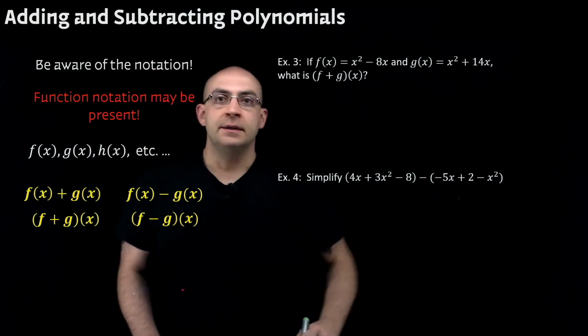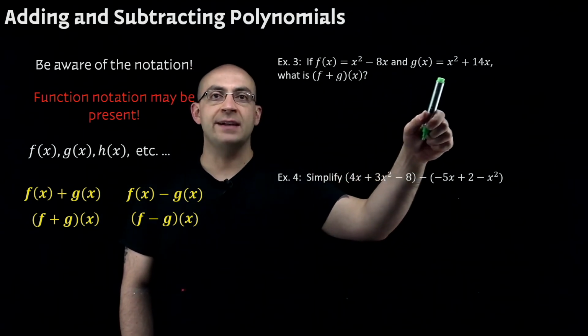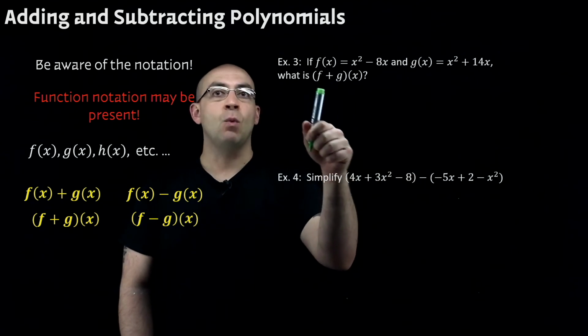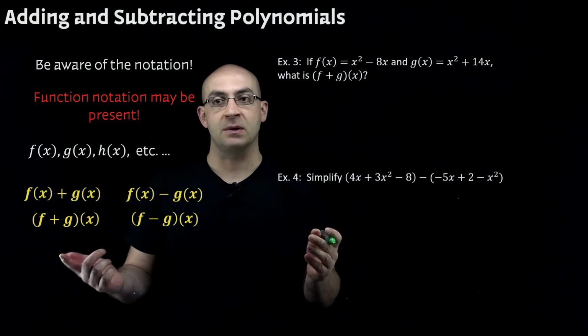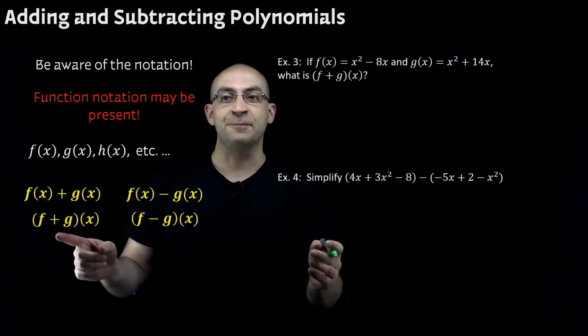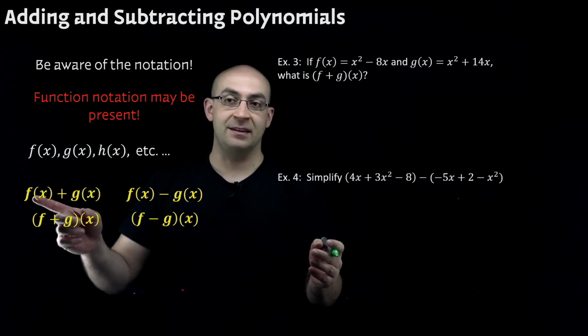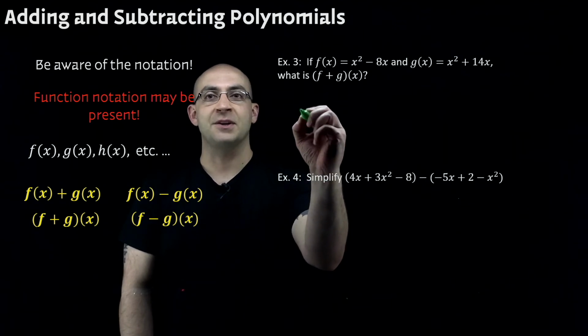Okay, example 3. f of x is x squared minus 8x. g of x is x squared plus 14x. What is f plus g of x? Now, it's the same exact thing as we talked about, right? And I even kept this part of the screen up, which is extremely obtrusive. So f plus g is the same as take the function of f and the function of g and add them together. So let's go ahead and do that.